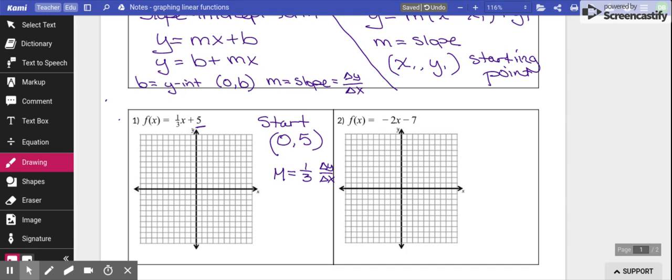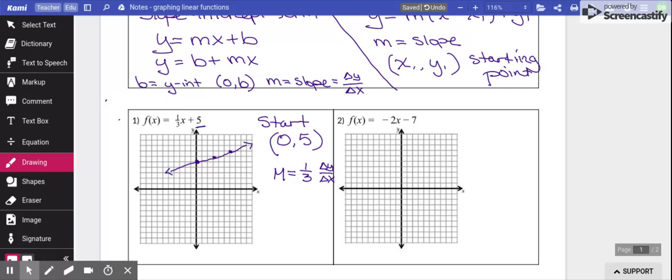So I'm going to plot that y-intercept, (0, 5). And from that point, I'm going to move change in y up 1, change in x over 3. Change in y, change in x. Repeat that a few times, and there is my line. If you want to pause the video, you can, and try number 2. Come back to us when you're ready.